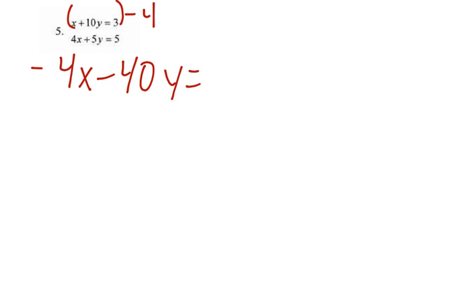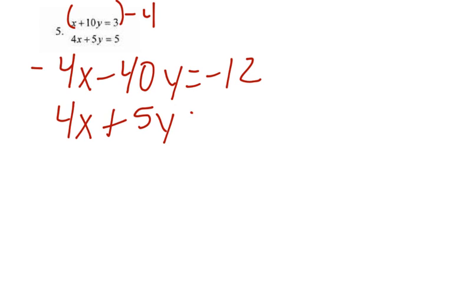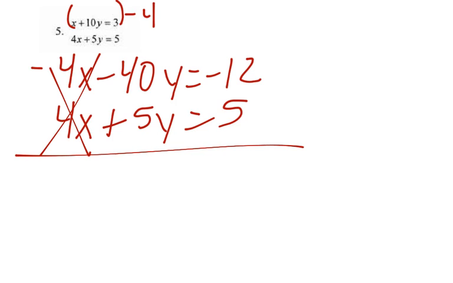On this one, I'm thinking the x is what I'm going to cancel. So the top one has to be multiplied by 4. Signs are the same, so I'm actually going to multiply it by a negative 4. So negative 4x minus 40y equals negative 12. Bring the second one down. 4x plus 5y equals 5. Draw a line and combine. X goes away. Negative 40 plus 5 is negative 35y equals negative 12 plus 5 is negative 7.